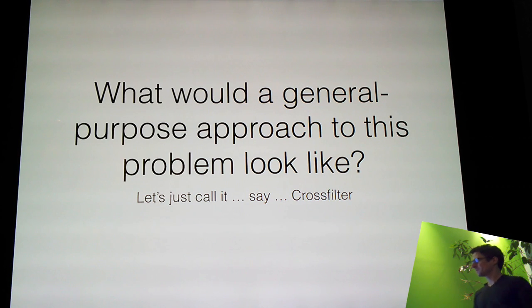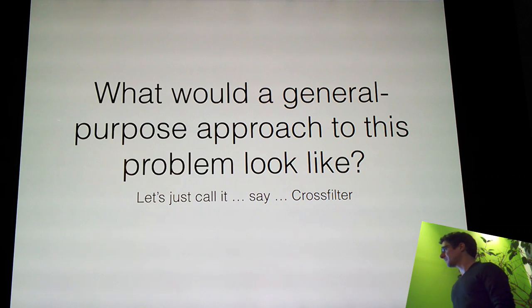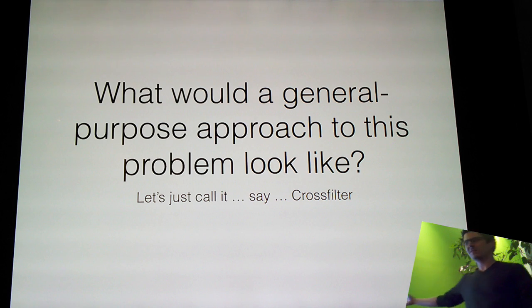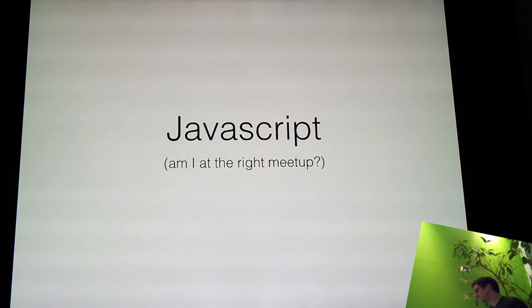So the question I had was, what would a general purpose approach look like? And what happened was somebody invented it, and they called it CrossFilter. CrossFilter was built by the people at Square, the payments processor. It was actually originally built by Mike Bostock, who built D3, on contract for them, I think. And then it was taken over by some people who work there. It's not highly developed at the moment, but they do take pull requests on GitHub, and there are links to it at the end of the presentation, which I'll post to the Meetup site.